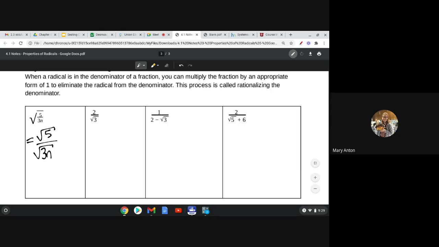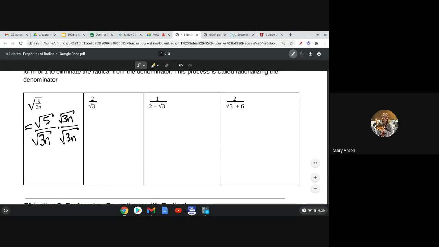Rationalizing the denominator means that we're going to take whatever is in the denominator and use that as a factor. So we're going to take this whole fraction times the square root of 3n over the square root of 3n. Remember that fraction, root 3n over root 3n, simplifies to 1, so we're not really changing the value of this fraction at all. But this will make it just a little bit simpler.